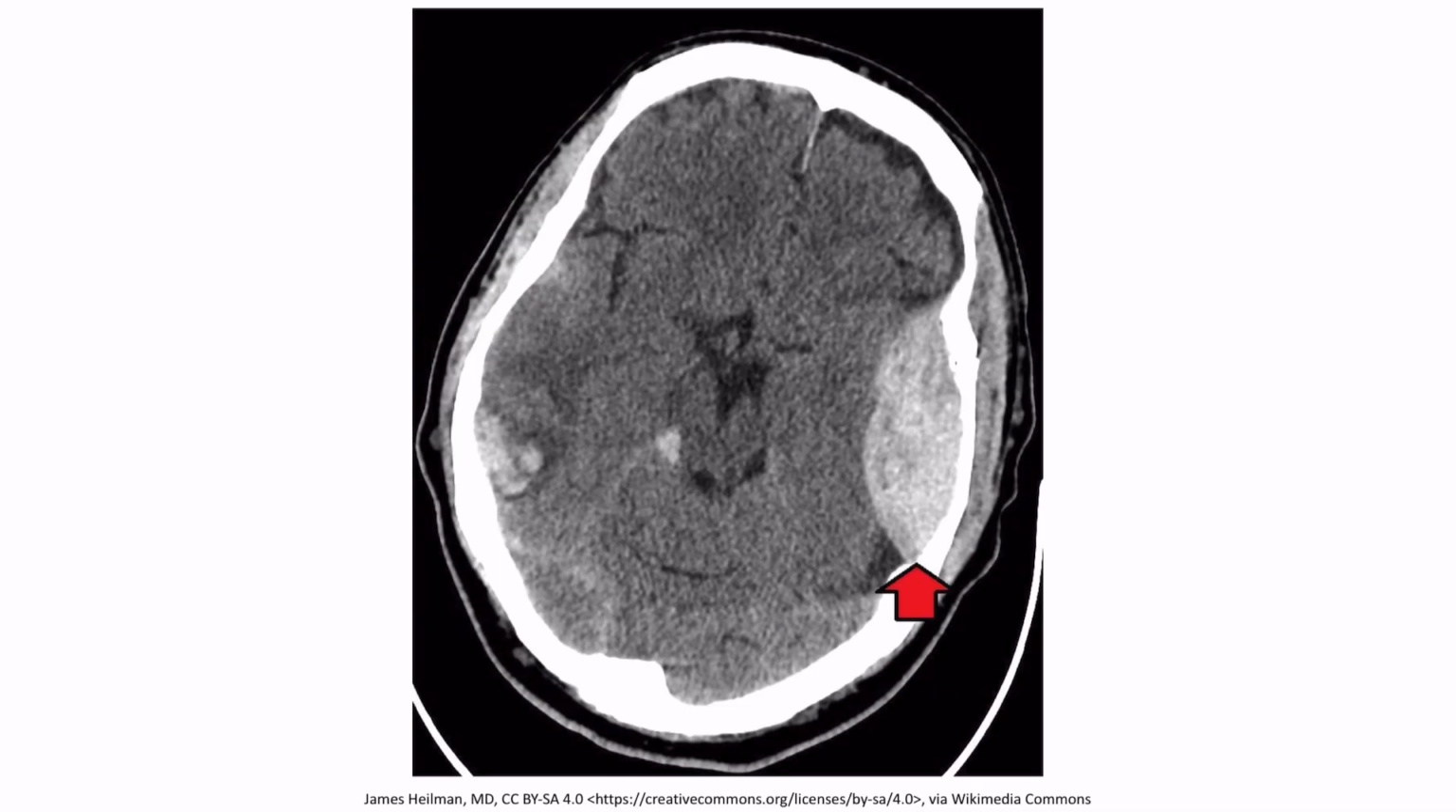This is a CT scan of an epidural hematoma. Notice the lens-shaped lesion that does not cross suture lines. It appears white or hyperdense, indicating that the bleeding is acute.